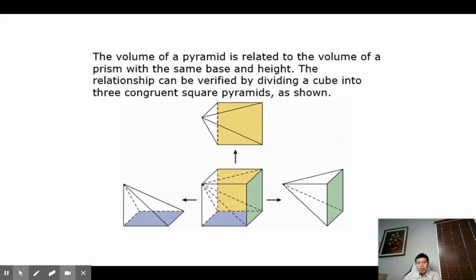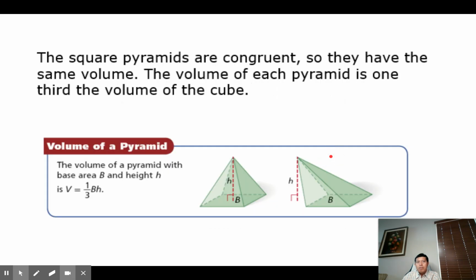These three square pyramids are coming out from the cube. If we put them together, it makes a cube. So this is the reason the volume formula for square pyramids, or even other pyramids, would involve a fraction. So we can see here one third, because there are three congruent pyramids in a cube.